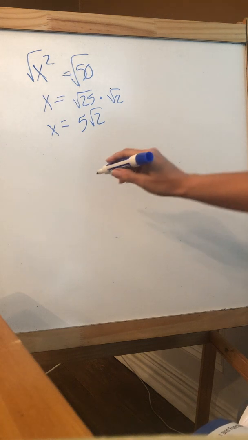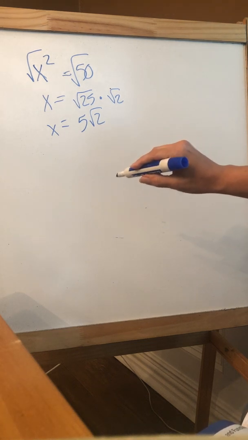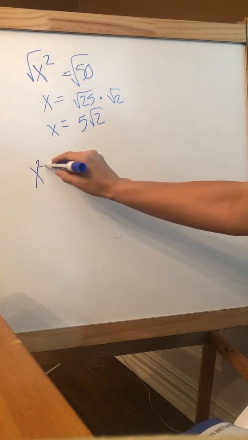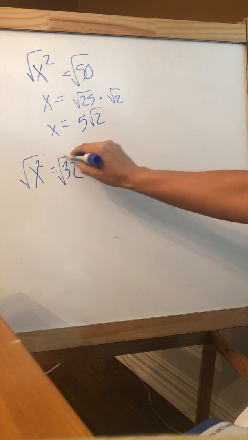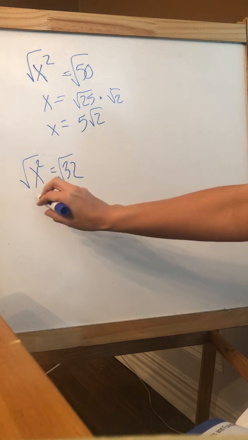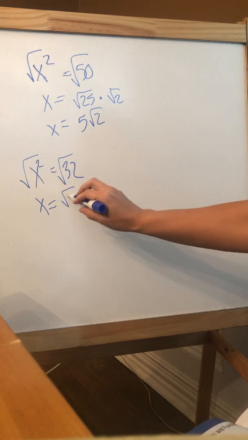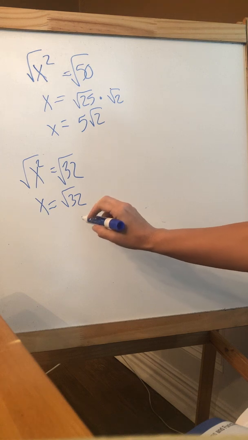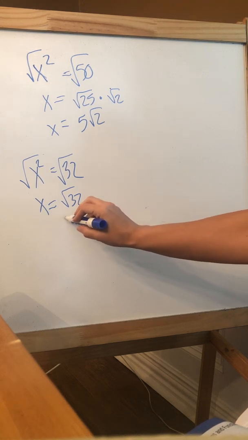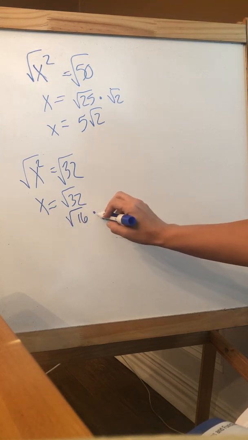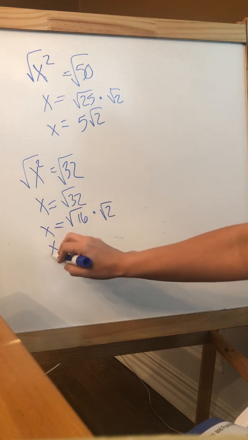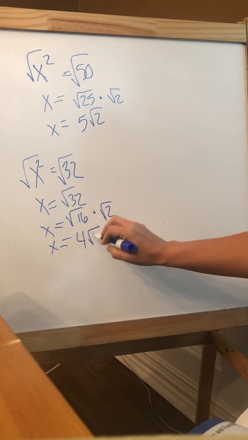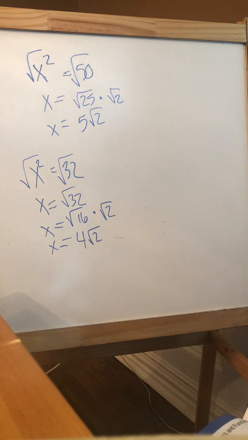All right, practice 1 says x squared equals 32. So you're going to do the same thing. Take the square root of each side to cancel this out here. So you have x equals square root 32. That can be rewritten as square root 16 times square root 2. You end up with 4 times the square root of 2. Okay, let's do example 2 here.